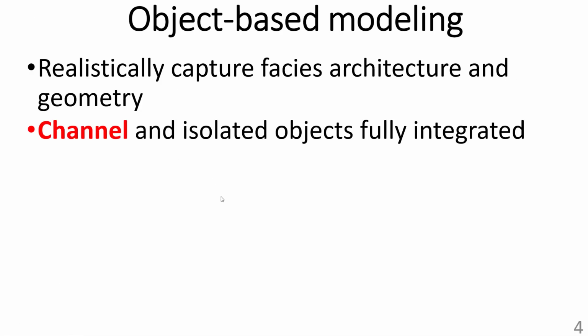So now, we go with object-based modeling. So why do we need this method? This method can help us to capture the facies, architecture, and geometry. And also, we can consider general and isolated objects fully integrated.